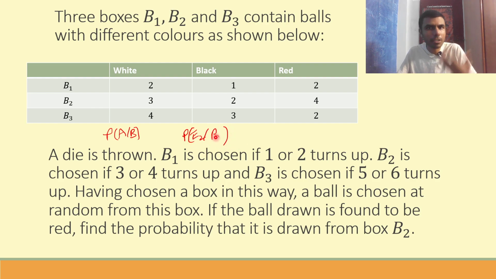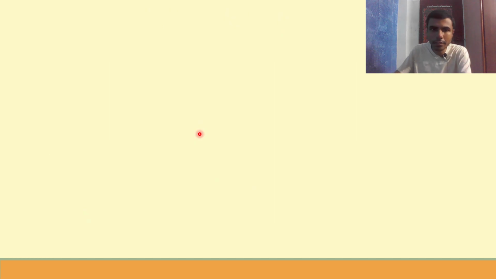R is my event of selecting a red ball. First I got a red ball. Now I'm going to find out that it was taken from box B2. That selecting of box B2 I'm taking as E2. That is the event. Fine. Now if I go to the next slide, you'll get better clarity.